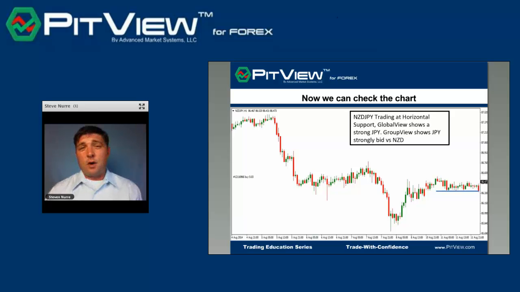And just to review what we've gone through so far: New Zealand yen is trading at a horizontal support level. Global View shows a strong yen. Group View shows the yen is strongly bid against New Zealand, and the New Zealand yen pair is trading right next to a horizontal support level. So what would come next from here? Well, now we're starting to talk about trade opportunities that exist. Now we would take a closer look to actually find an entry point for a possible trade opportunity. But you see how everything's lining up in our favor just by going through those first two steps in the process.